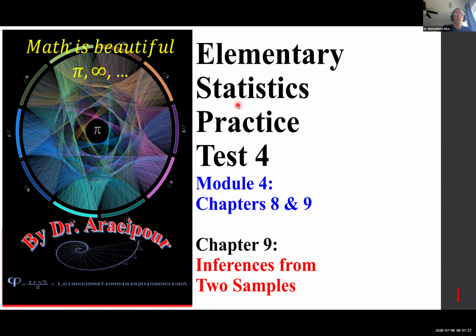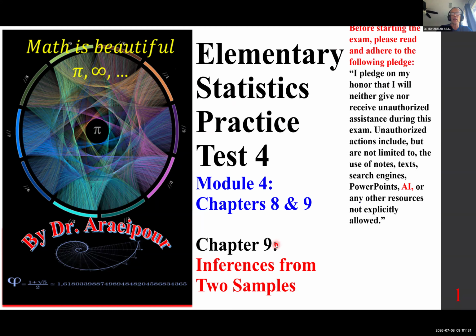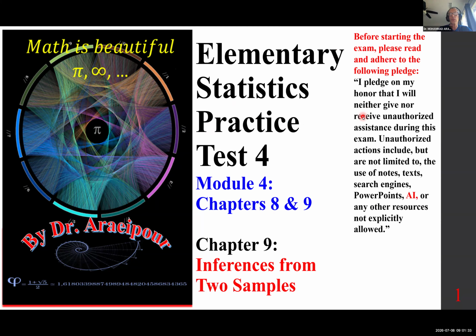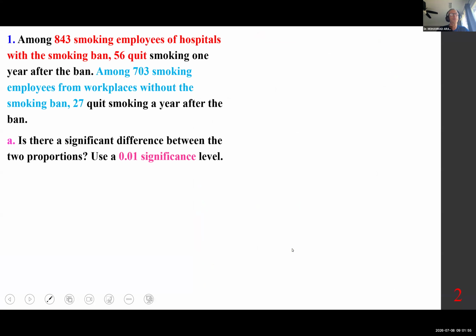Here's statistics practice test number 4, covering chapters 8 and 9. Chapter 9, inferences from two samples. Again, reminding you of the pledge that we have to be careful, making sure we do the work on our own. You can use a formula sheet, tables, and a graphing calculator. In short, chapter 9 is the continuation of chapter 8, dealing with two groups.